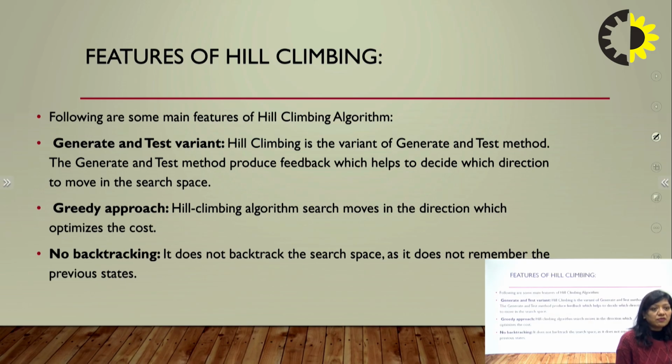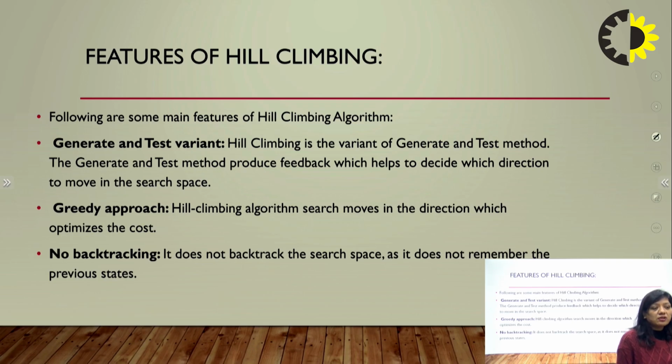What are the features of the hill climbing algorithm? The following are the main features. The first one is the generate and test variant, greedy approach, and no backtracking. Hill climbing is a variant of the generate and test method. The generate and test method produces feedback which helps to decide which direction to move in the search space.